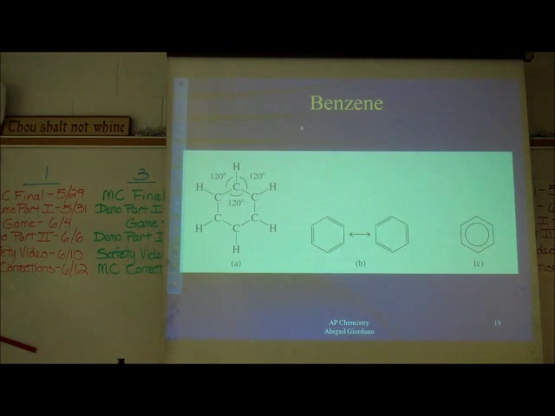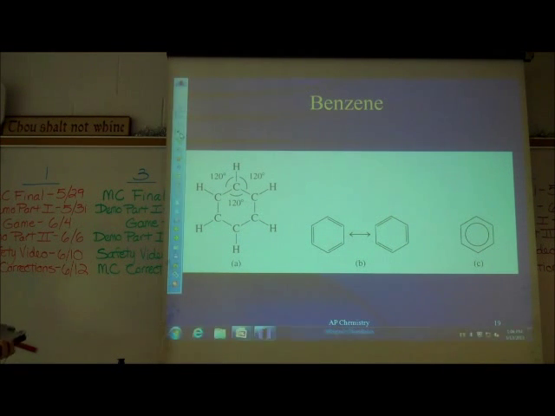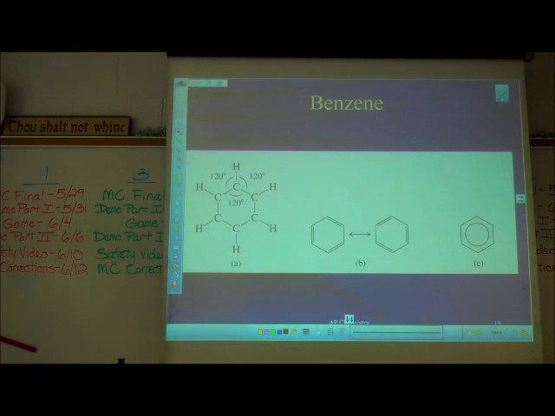Now, let me introduce you to another molecule that comes up a lot in organic chem. Okay, this is a molecule called benzene, and I'm not particularly crazy about this drawing because it's missing something. So if you have the slides, I want you to add something to this drawing. It's a six-sided carbon ring, and on every other side, there's a double bond. Every other side. That's why that angle is 120 degrees. It's that trigonal planar shape.